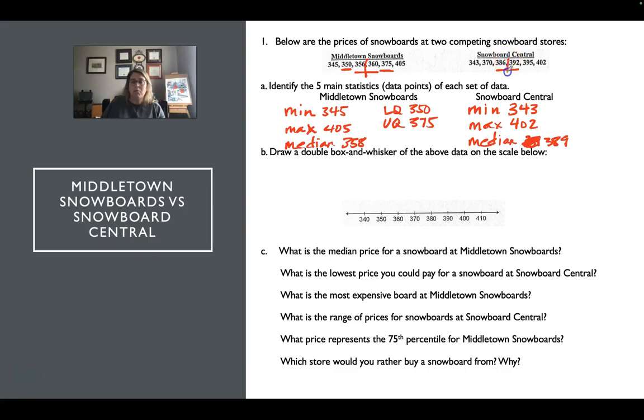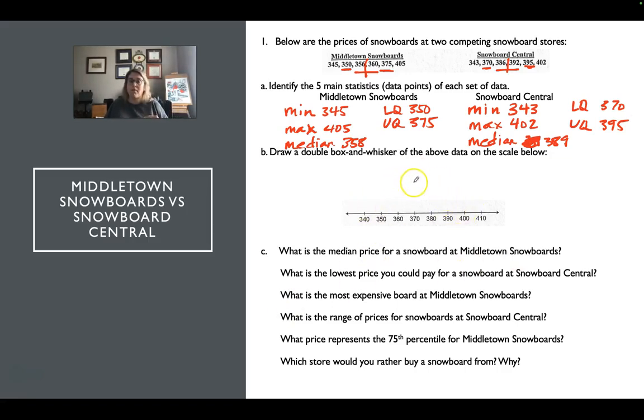Now, just like we did on the previous one, right here in the middle of this is our lower quartile. So it's 370. And our upper quartile is here. It's 395. So now we're going to draw what's called a double box and whisker.